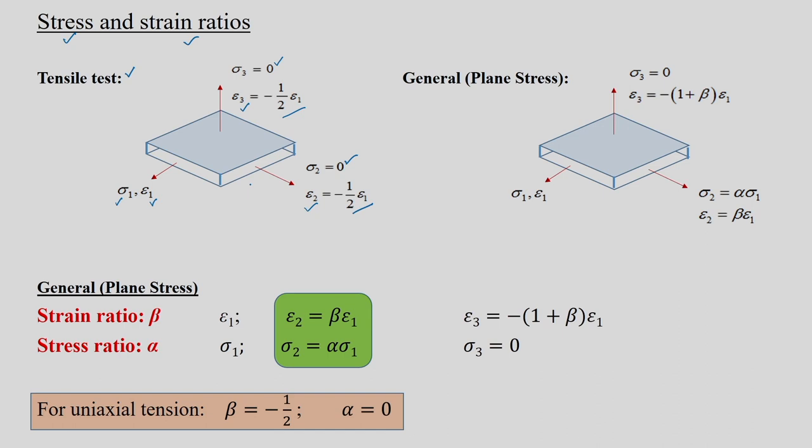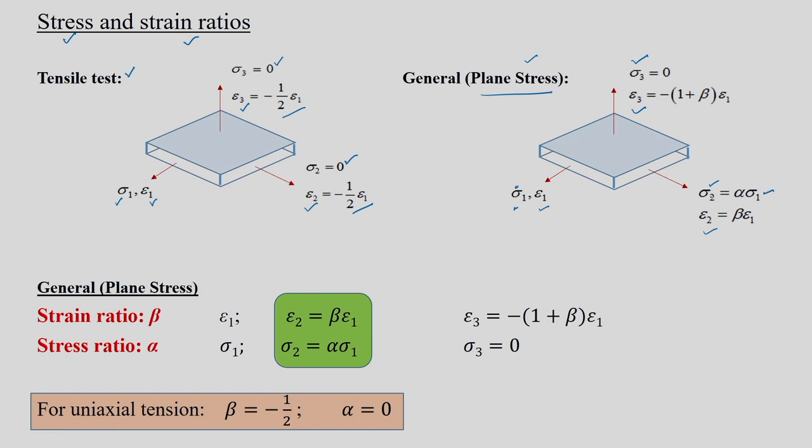If you want to use the same diagram for plane stress, there are some changes. Sigma 1 will remain, and epsilon 1 also will remain, no question about it. Sigma 2 will remain, and epsilon 2 will also be there. Sigma 3 can be 0, because it is plane stress, and epsilon 3 will exist. Sigma 1, no question, is P by A. Sigma 3 is 0, let us forget it. Now you have sigma 2.